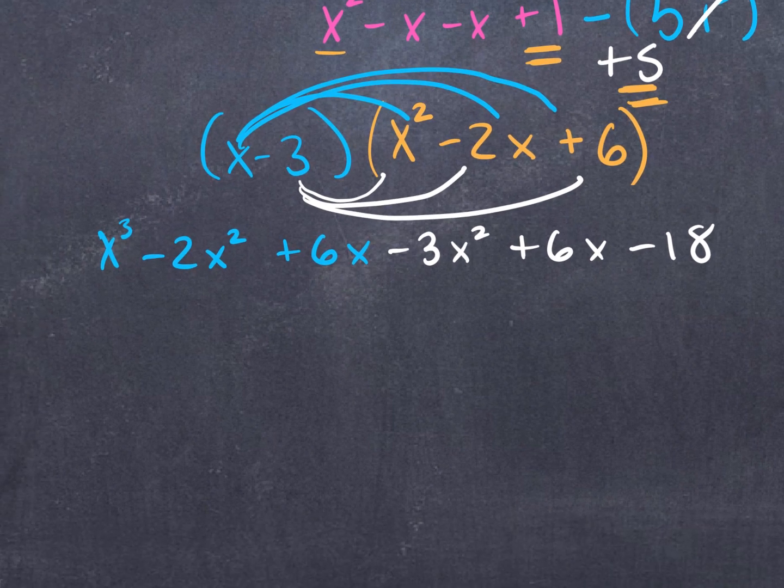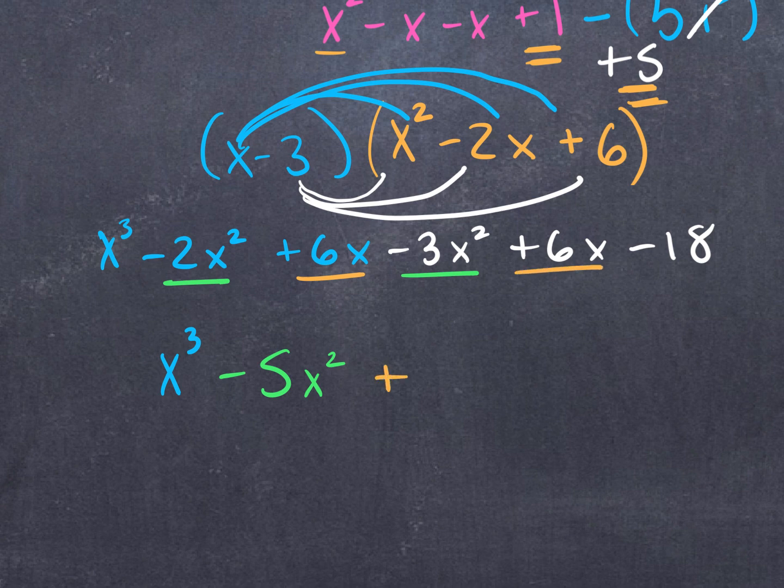Tomas, what would I do next? Combine like terms. So we start with the x cubed. My x squareds go together. So it's negative 2x squared minus 3x squared. Negative 5x squared. What's 6x plus 6x? Plus 12x. And then minus 18.